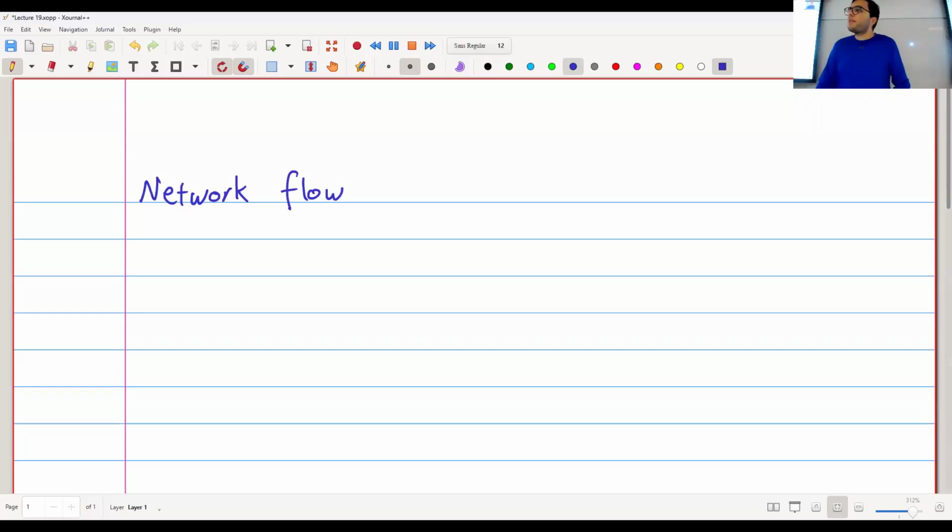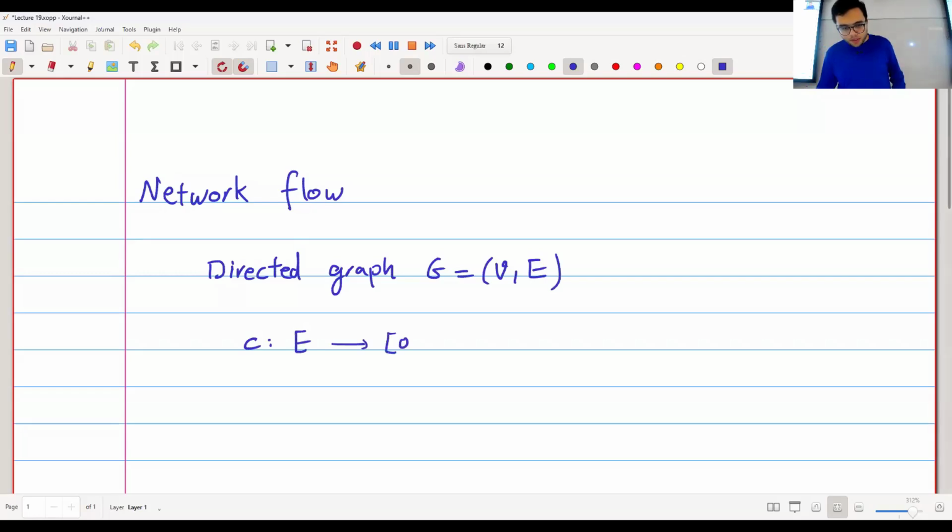So this is how this works. Suppose that I have a directed graph, and let's say that every edge also has a capacity. So I have a directed graph G with vertex set V and edge set E. But I also have a capacity function that maps every edge to some number, let's say between 0 and infinity. Okay, that's the capacity of this particular edge.